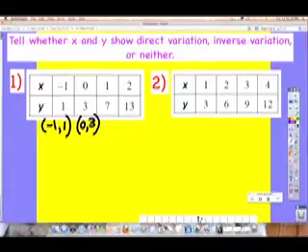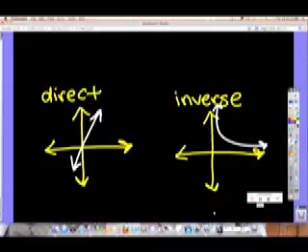Okay, we're reviewing for our direct and inverse variation quiz. Check out the pictures. Direct variation has to be a straight line that goes through 0. Inverse comes out of nowhere, it looks like a slide.